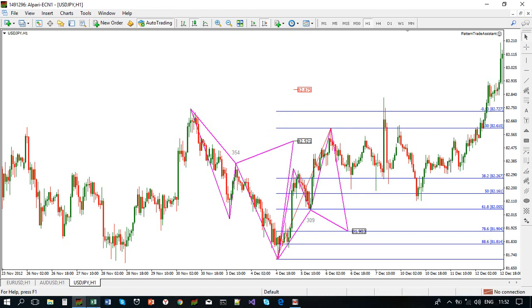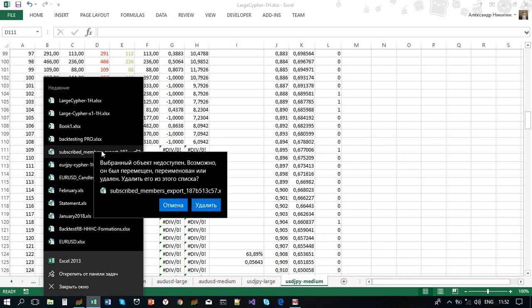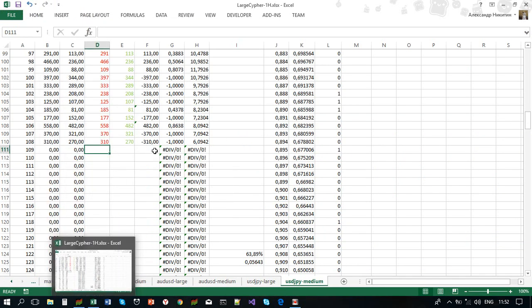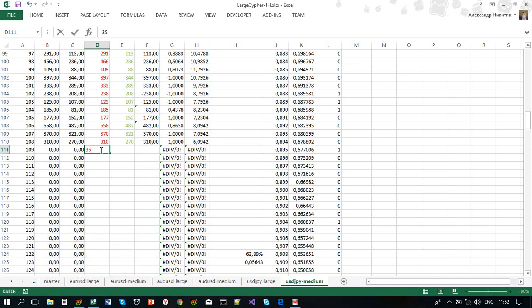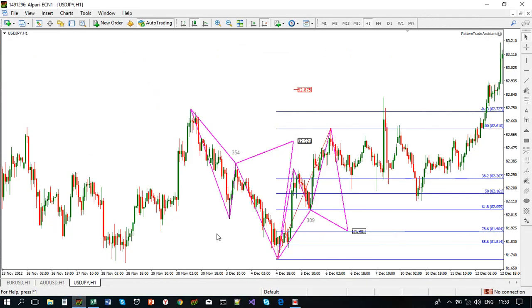$25.5, $35.4. Oh, no. 35.4, 25.5, and it equals what? A winner. The expectancy turned into 0.06.